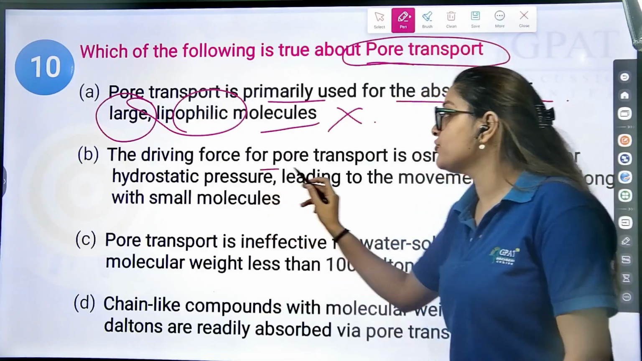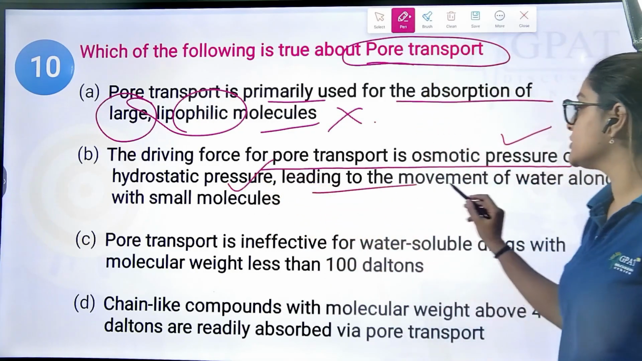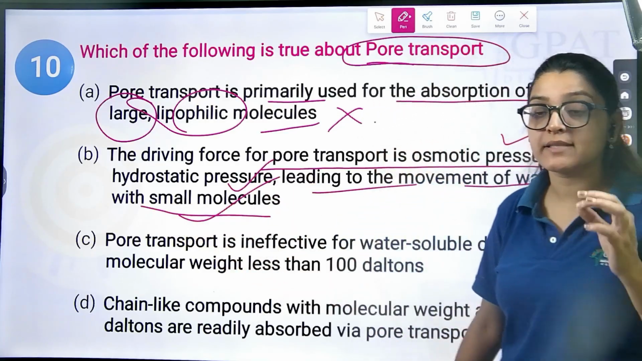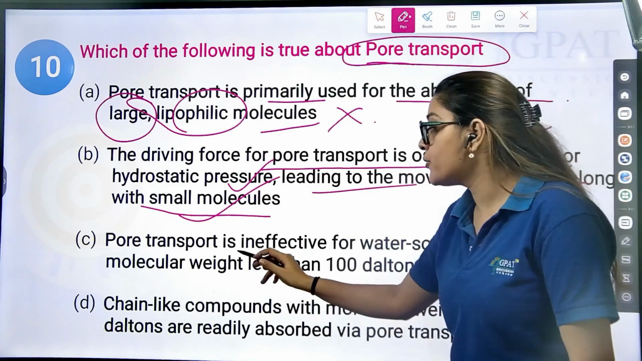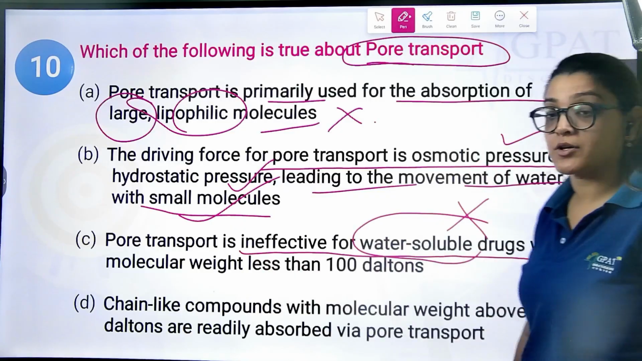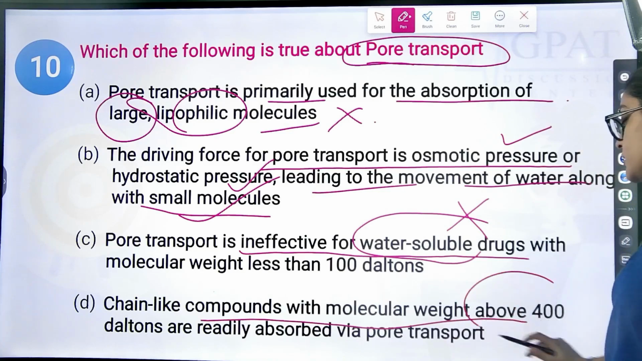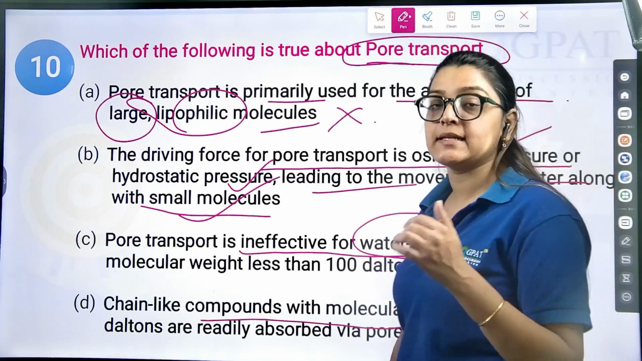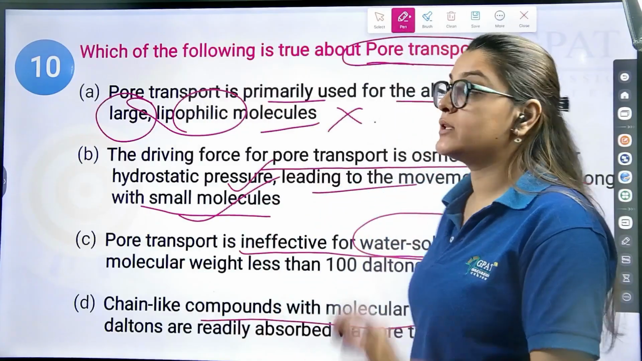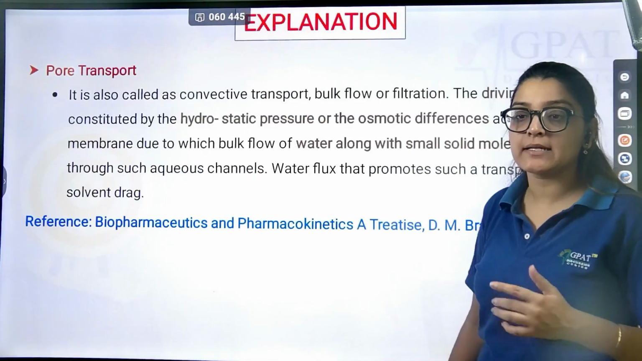The driving force will be the osmotic pressure or hydrostatic pressure, leading to the movement of water along with the small molecule. Now, this matches exactly my current description. Pore transport is ineffective for water-soluble drugs? No, it is effective for water-soluble drugs. Chain-like compounds with molecular weight above 400? Not at all. It should be less than 100 Dalton, and hydrophilic, only then can it pass through the pore transport, right? So we have option B as our correct answer.